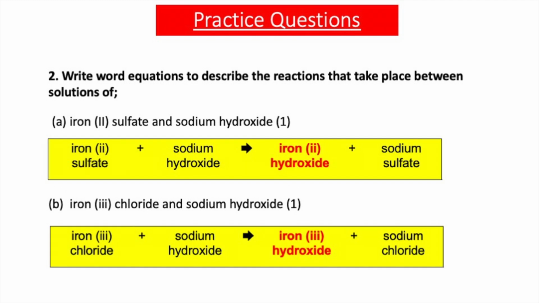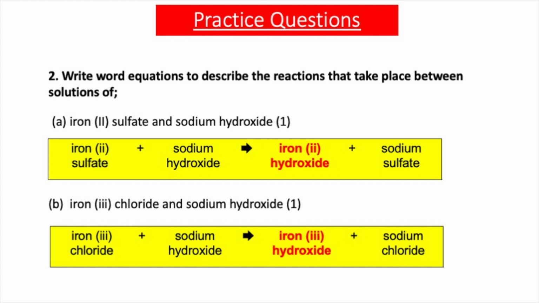So now let's go through the answers to question 2A and 2B. For 2A, you're asked to write a word equation to describe the reaction of iron 2 sulfate and sodium hydroxide. So the equation would be as follows. Iron 2 sulfate plus sodium hydroxide forms iron 2 hydroxide and sodium sulfate. This word equation gets you 1 mark. As there are 2 different forms of iron in compounds, iron 2 plus and iron 3 plus, we need to make it clear in the word equation that we are dealing with iron 2 here. That's why we put iron 2 sulfate and iron 2 hydroxide in the equation.